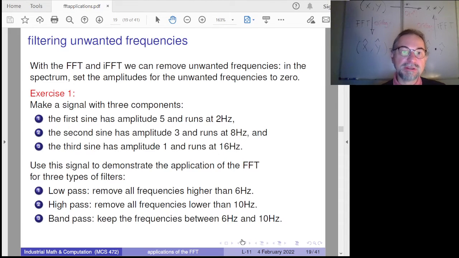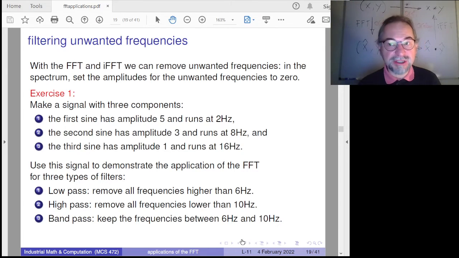I mentioned the low pass, high pass, and band pass filtering. There it's actually easier. You have to take the Fourier transform, and the Fourier transform of the signal will show you the peaks at these frequencies. What you then have to do, if you want a high pass filter, is set all the lowest frequencies to 0, lower than the threshold.